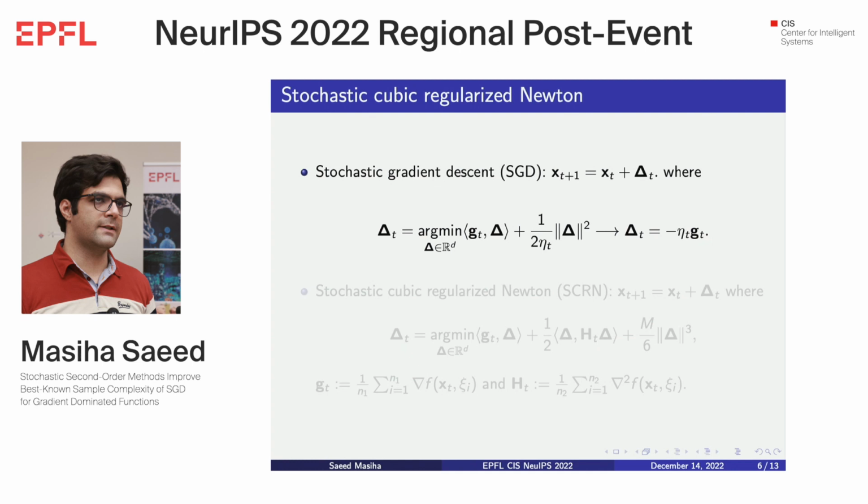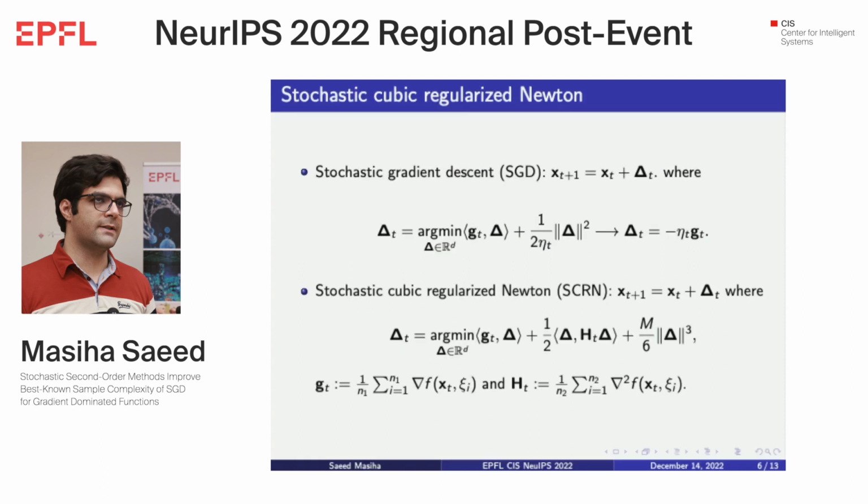I'm going to define our desirable stochastic second-order method, the stochastic cubic regularized Newton. I start with the well-known stochastic gradient descent. The update for stochastic gradient descent can be seen as a minimizer of some linear function in terms of delta, which is quadratically regularized, and this delta_t is calculable and has some closed form in terms of g_t and eta_t.